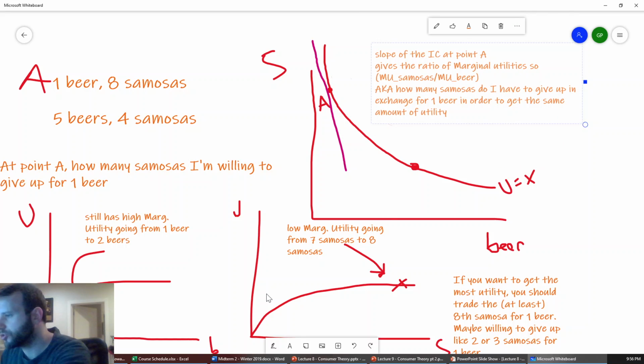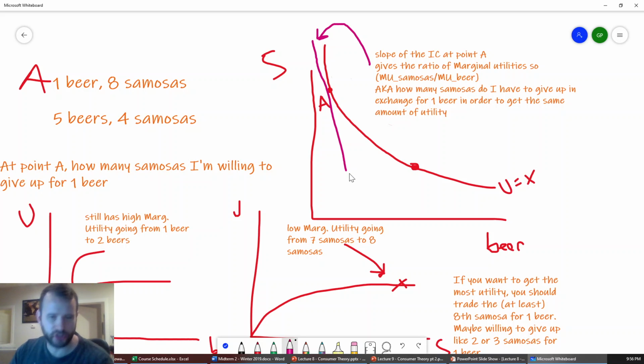So let me just draw a line so that you know that I'm pointing to here. The purple line here is the slope of the indifference curve. It's the marginal utility of samosas, the y-axis good, versus the marginal utility of beers. Every point on the red line gives you an equal utility from some combination of samosas and beer. So going from this point to the next incremental point, you're going to trade some amount of samosas for some amount of beers.